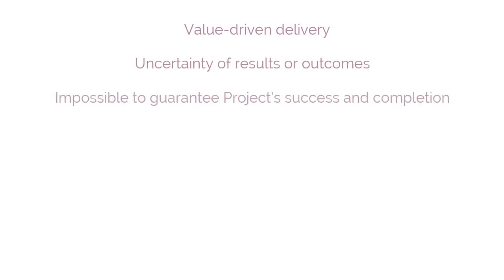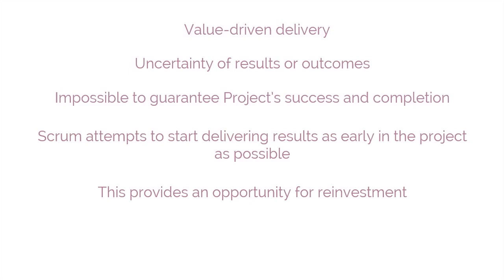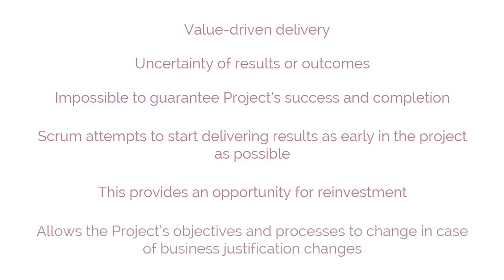One of the key characteristics of any project is the uncertainty of results or outcomes. It is impossible to guarantee project success at completion, regardless of the size or complexity of a project. Considering this uncertainty of achieving success, Scrum attempts to start delivering results as early in the project as possible. This early delivery of results, and thereby value, provides an opportunity for reinvestment and proves the worth of the project to interested stakeholders. Furthermore, Scrum's adaptability allows the project's objectives and processes to change if its business justification changes.